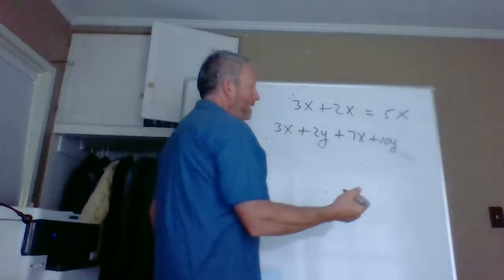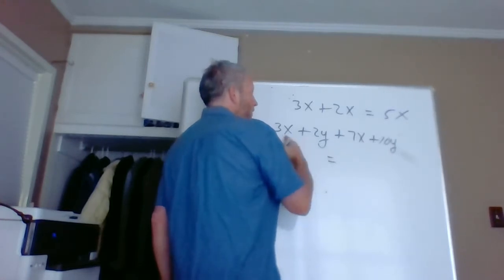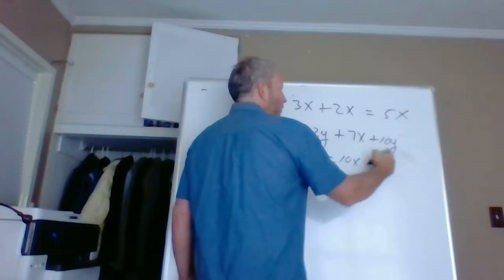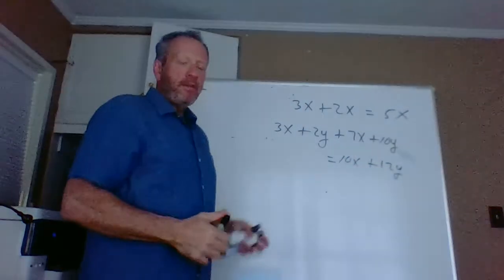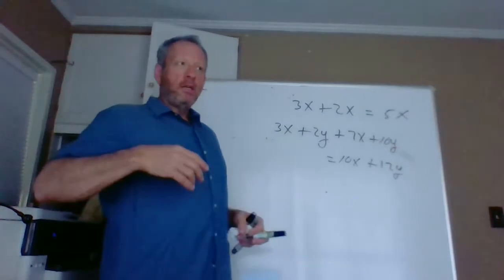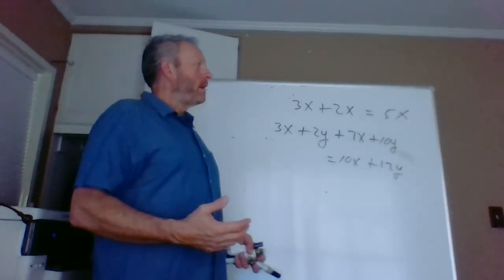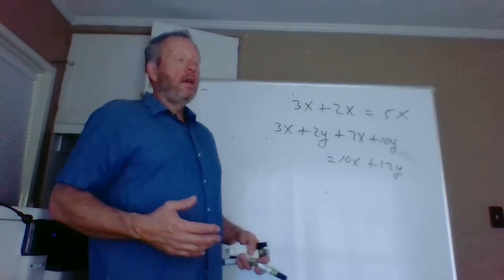So this is called adding like terms, or at least that seems to be what most people call this. So here we'd have 3x plus 7x is 10x, and 2y plus 10y is 12y. And this idea of adding like terms, along with the distributive rule, whenever I have the opportunity to add like terms, I add like terms.